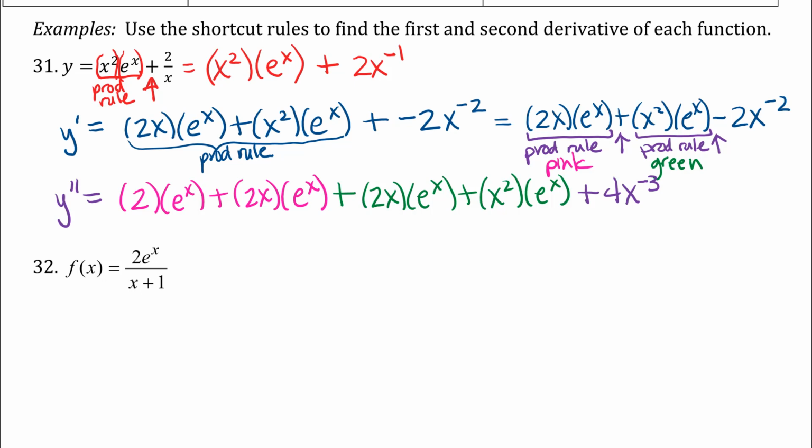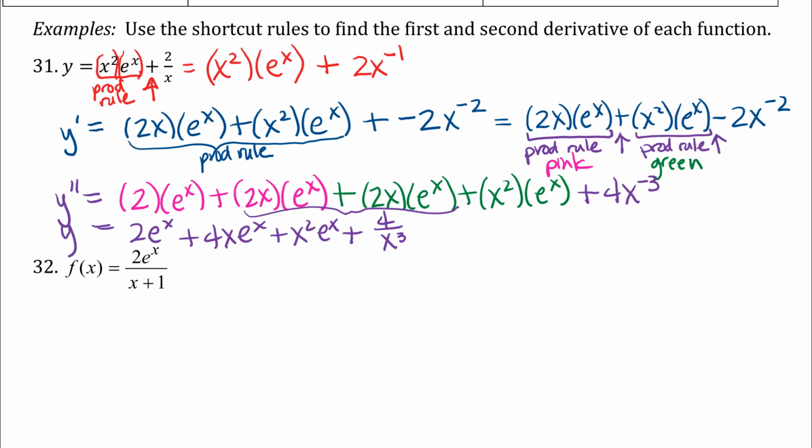You might notice that there are a couple of terms here in the middle that are like terms that you could go ahead and combine if you want. So the simplified version here, I would have 2e to the x plus 4x e to the x plus x squared e to the x plus 4x to the negative 3, or if you want, you could write that as 4 over x cubed if you want to write it like that.